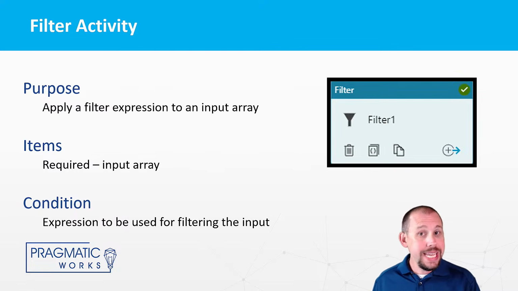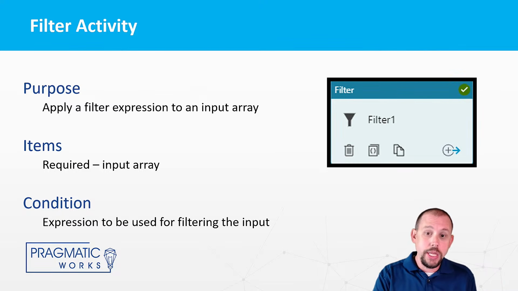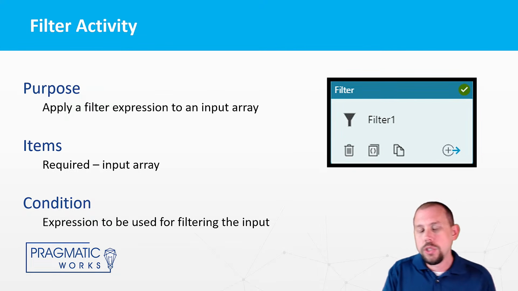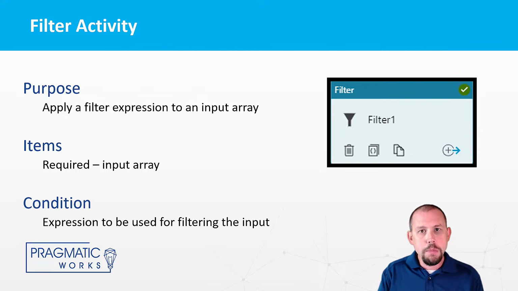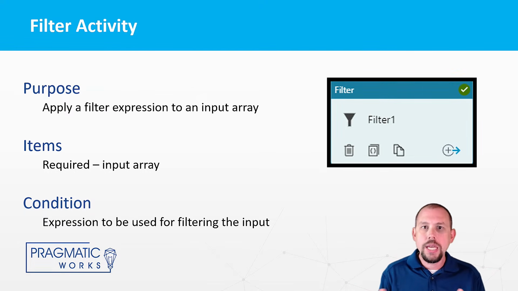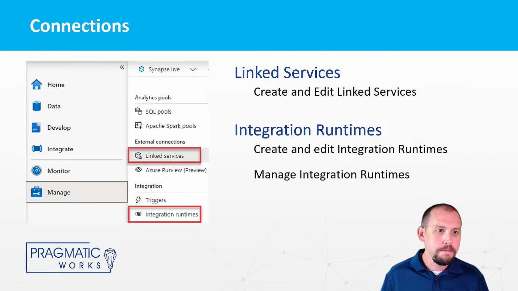The filter activity in the control flow takes an array. So maybe you use the get metadata activity to get a list of all the objects in a container. Then you use the filter activity to filter it down to just the files you want. So that will take an array, filter it down based on an expression, and then it outputs its own array, a separate array that can be used in your pipeline.